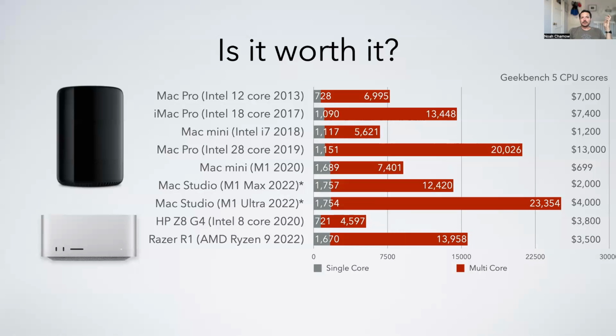If you look at the Mac Studio, it gets faster single core, it gets slightly slower multi-core, but it's $1,500 less. And if you want something faster than the Razer R1, then you can go with the Mac Studio with the M1 Ultra for $4,000, and the multi-core is almost twice as fast. That's kind of crazy. I mean, this, in my opinion, says a lot about the way things are changing with Apple's switch to Apple Silicon processors.